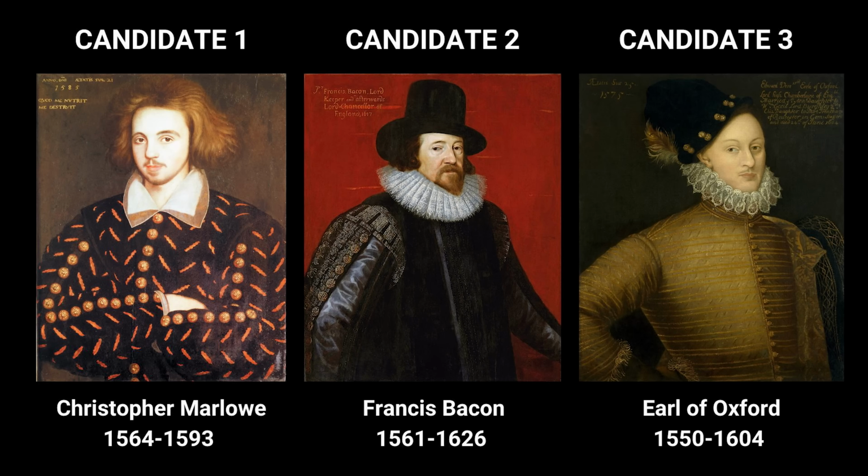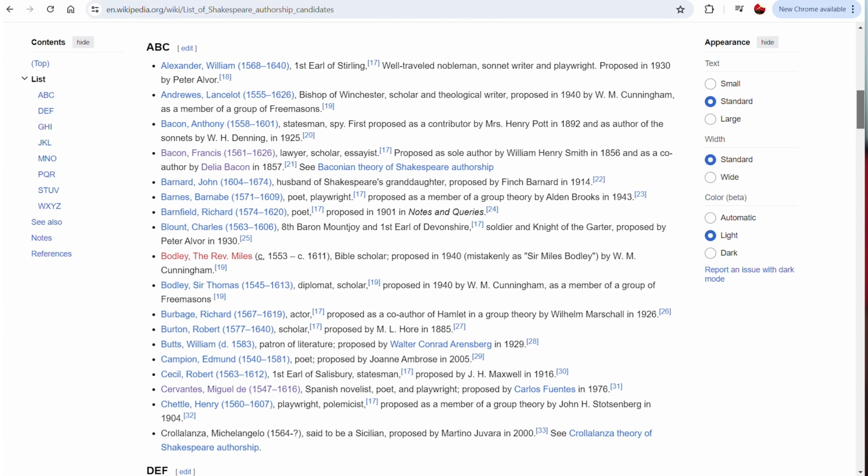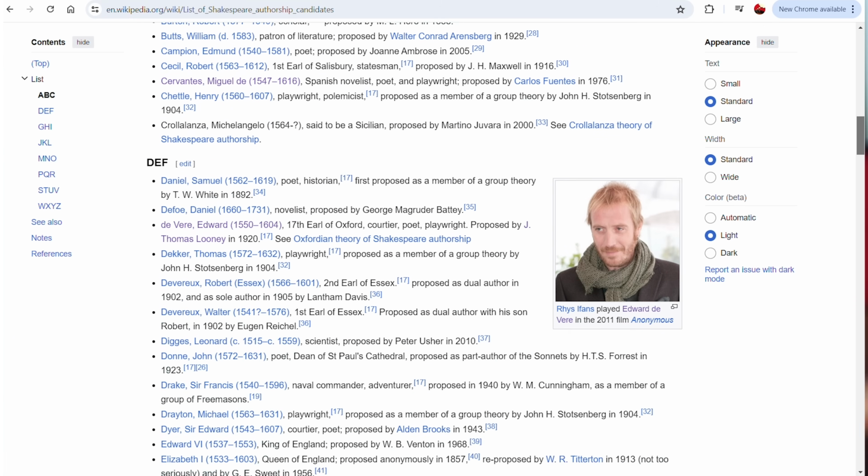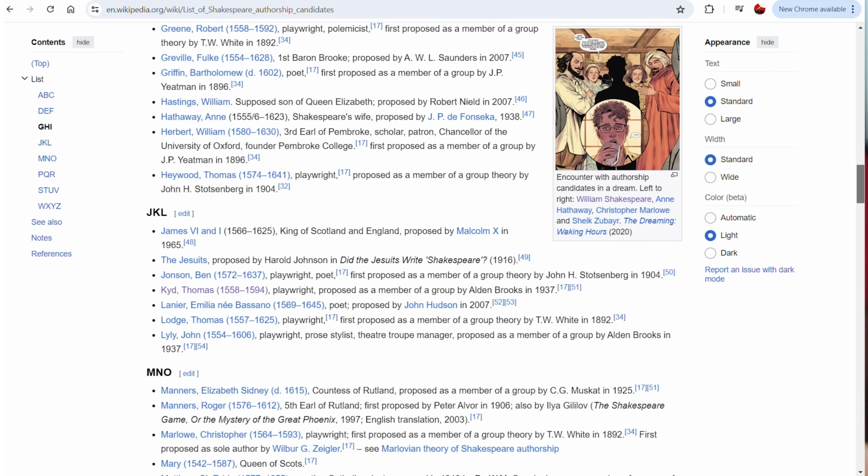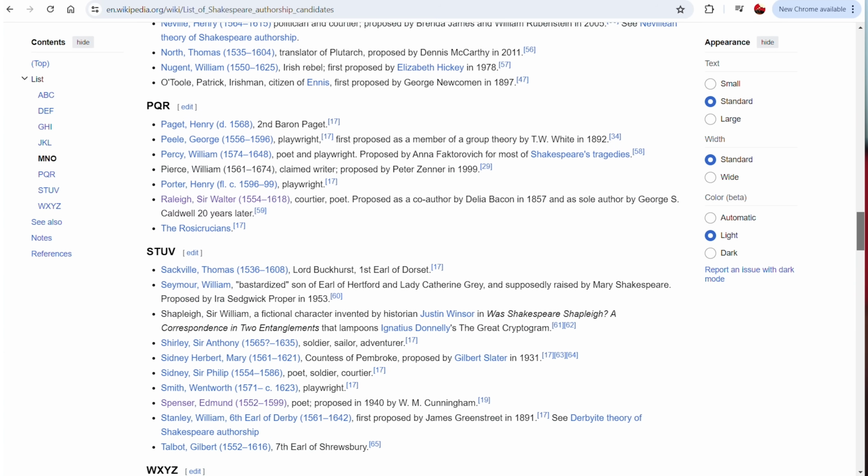Okay, putting my opinions aside, let's look at the facts. There are three main candidates proposed as Shakespeare. And if you look at this Wikipedia page, hundreds more, and we don't have time to go through all of them today. So we'll look at the three main candidates: Christopher Marlowe, Francis Bacon, and Edward de Vere, the Earl of Oxford. Let's look at Christopher Marlowe.